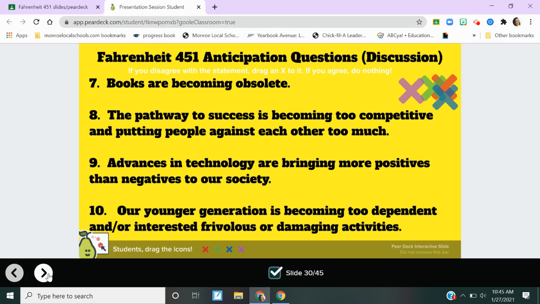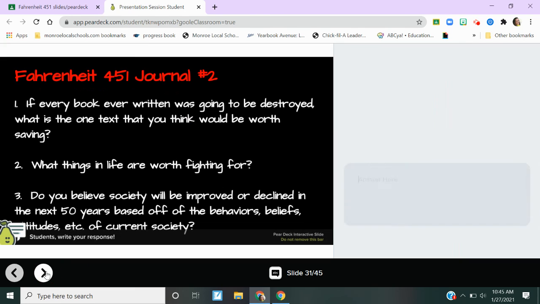Interesting. The kids in this book, so just so you know, they kill each other for fun. Okay. All right, let's go to this last slide. If you haven't answered these questions, just take a minute to do so. If you had to pick one book or text worth saving, what do you think it would be? Like physical text. Two, what are things worth fighting for? You don't even have to write complete sentences, just list them.